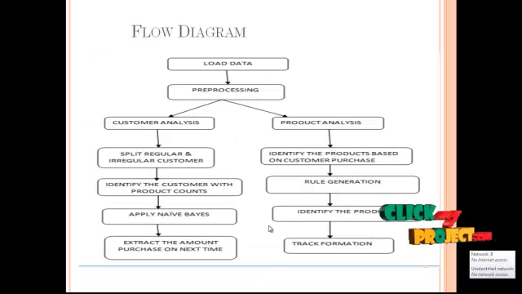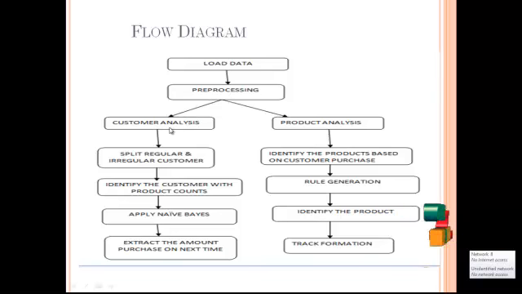Now we see the flow diagram. First we have to load the data. That data is a supermarket data set. The data set contains customer name, customer ID, and products like milk, bread, jam, etc. Then comes pre-processing, where we eliminate irregular records, null characters, or transactions from our supermarket data set. And then we have two menus.